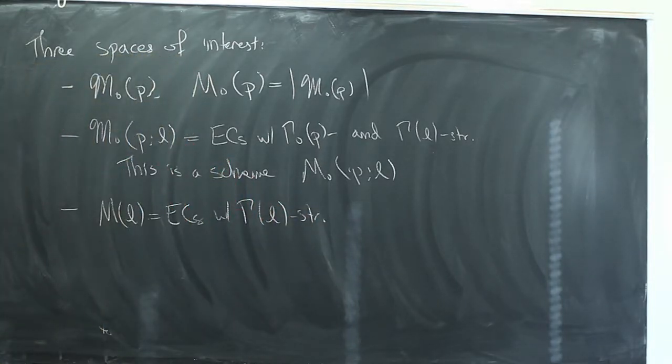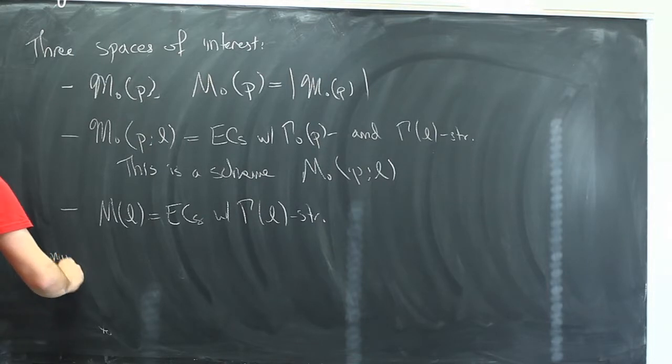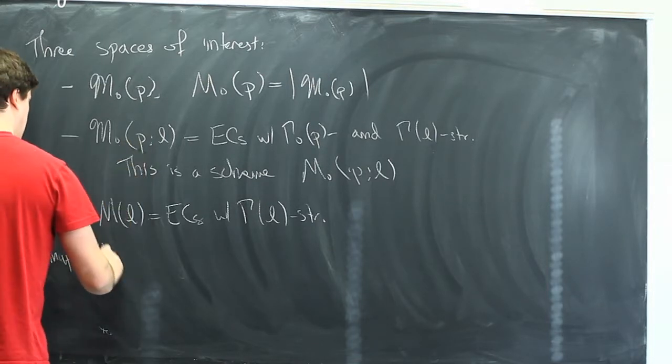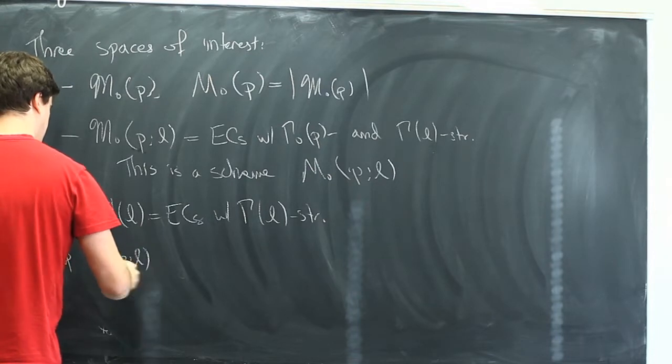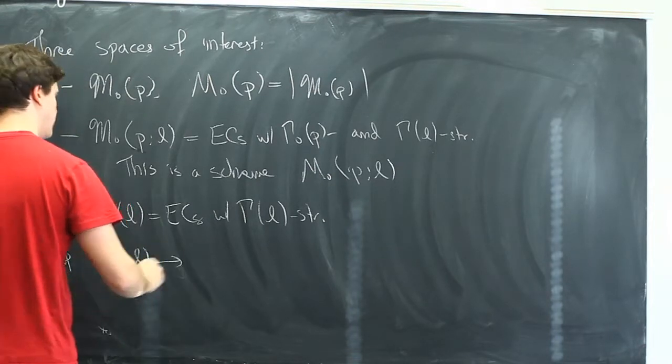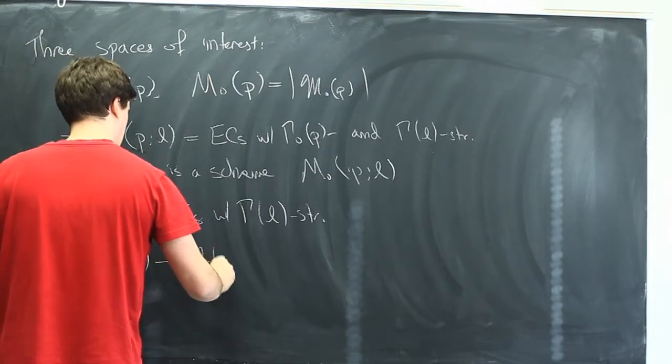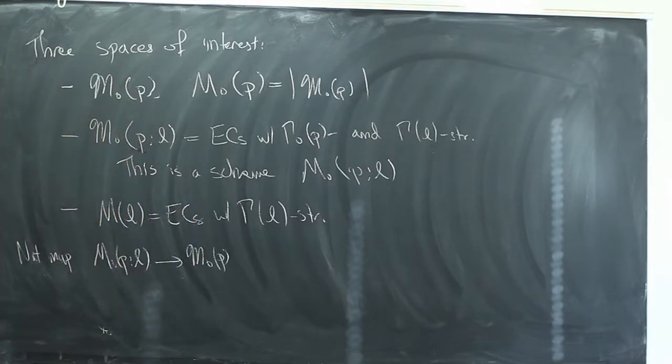Everyone remembers what these things mean. Gamma 0P means a cyclic subgroup of order P. Gamma L is a full basis for the L torsion. So we have a natural map from M0PL to M0P, given by forgetting the L structure.